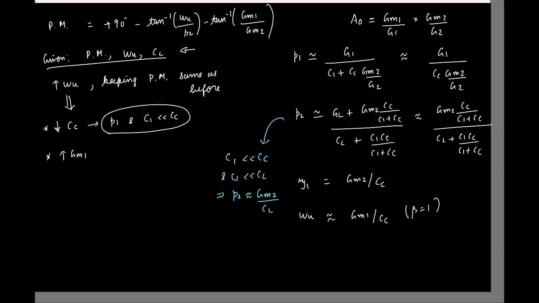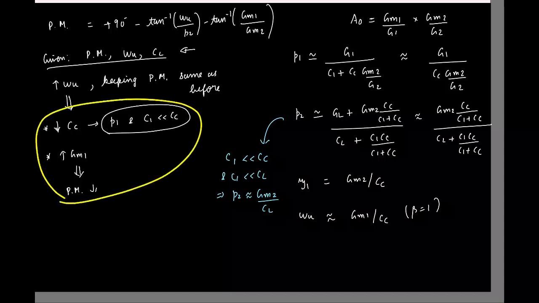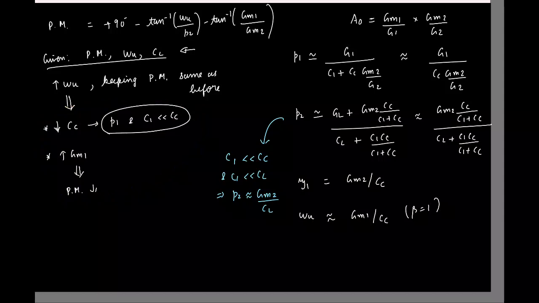Okay, so if I now increase GM1, what will happen? Phase margin. First of all, you can clearly see this is going to take a hit. Okay, so phase margin is directly going to get affected. Okay, so now we have increased omega u, but we want to keep the phase margin same, right? So this is what you want now.